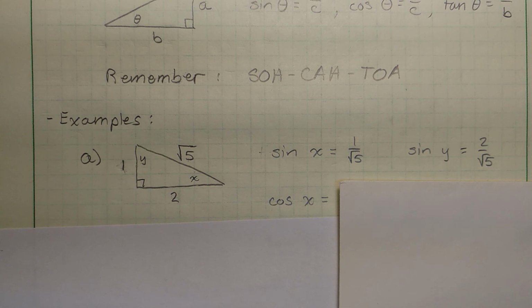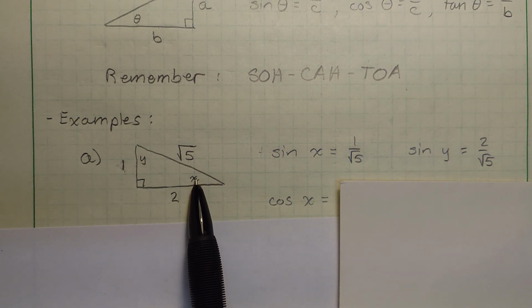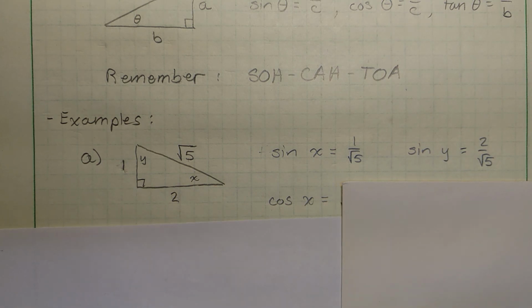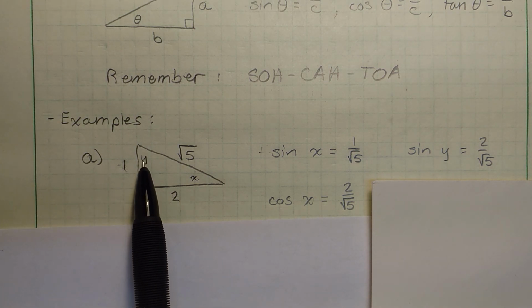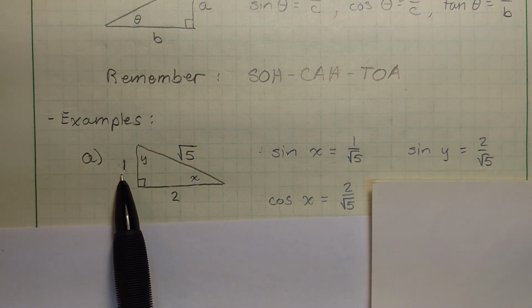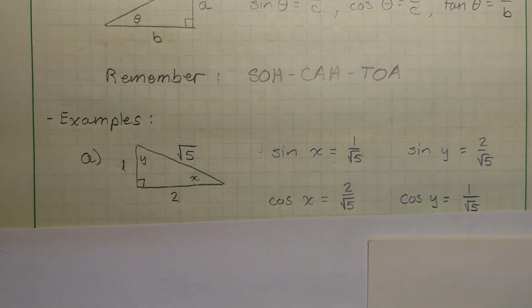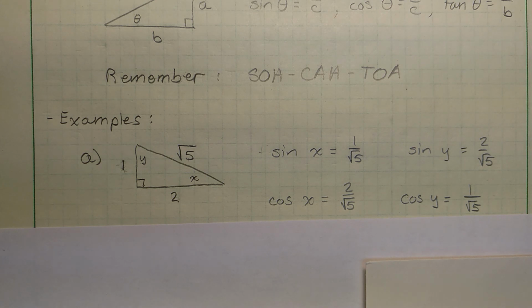Now let's look at the cosine of X. Cosine of X, adjacent side is 2. Hypotenuse is still radical 5, so I have 2 over radical 5. And now we'll look at the cosine of Y. The adjacent side for Y is 1. It's the leg that helps make the angle Y. And the hypotenuse is still radical 5.